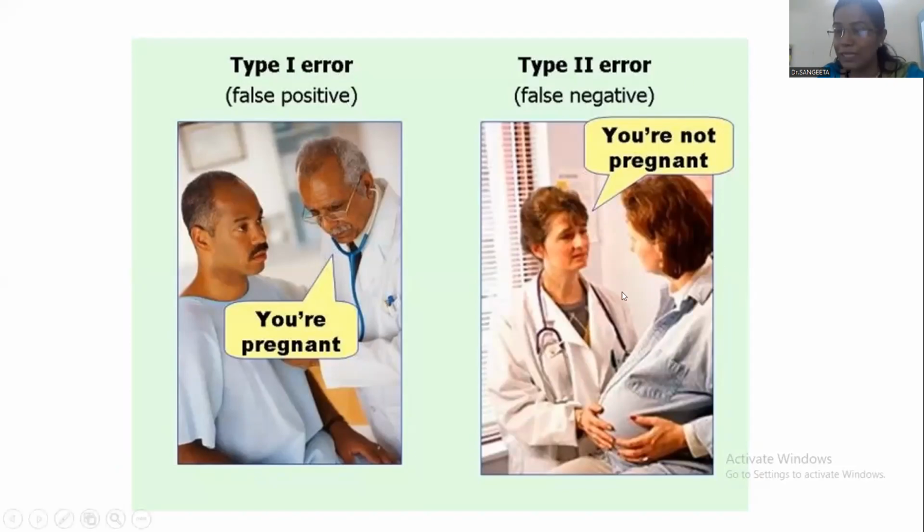Here, it is so obvious that the lady is pregnant. But what is the doctor saying? That you're not. So obviously, they are creating an error. This is type 2 error. Identifying a disease or a condition when it is not actually present is your type 1 error. And not identifying the problem when it is present, that is giving a false negative, that is your type 2 error.